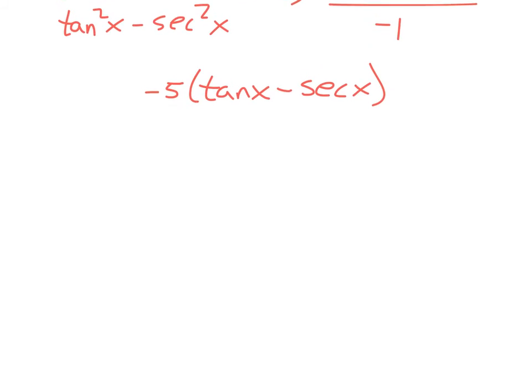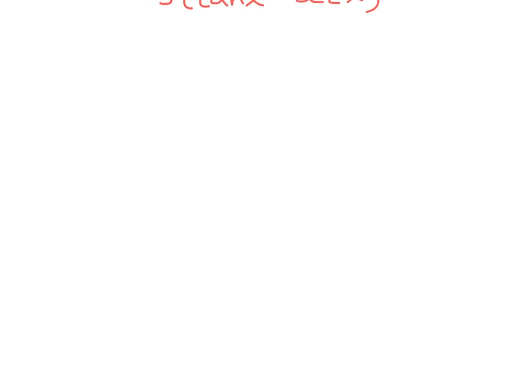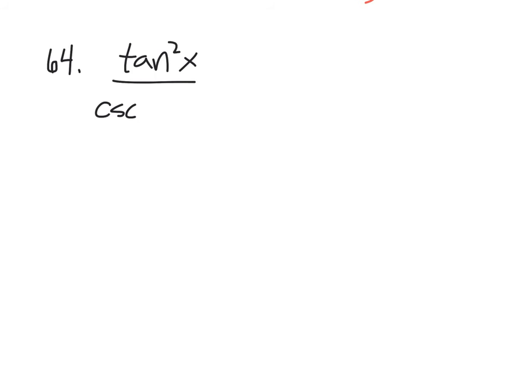So I'm just going to run through 64 quickly here. We're going to use the same idea as the previous problem. Again, the more you know those identities, the easier these become.